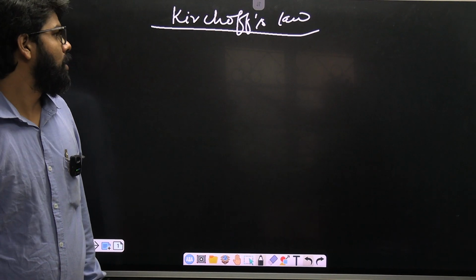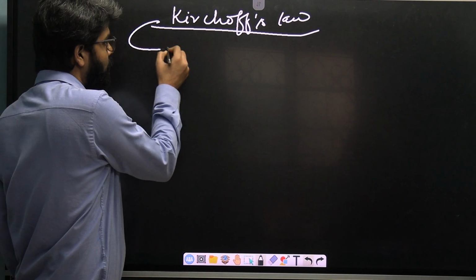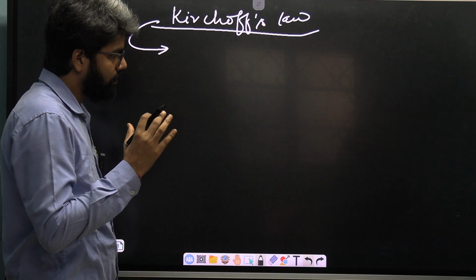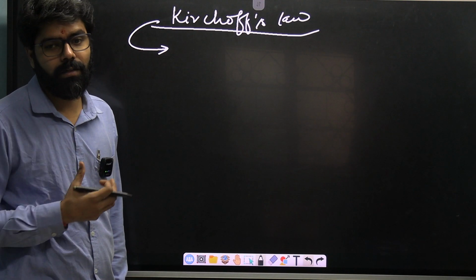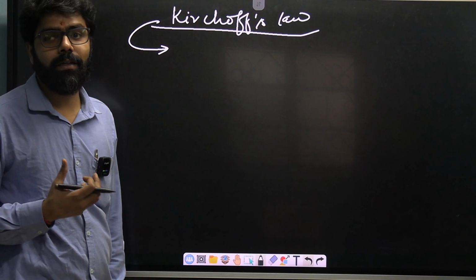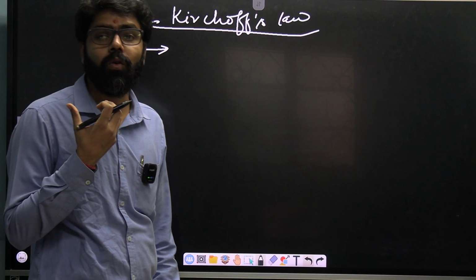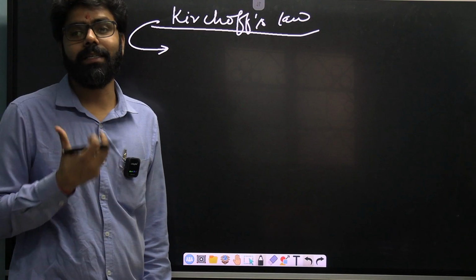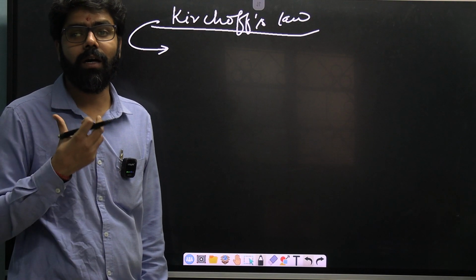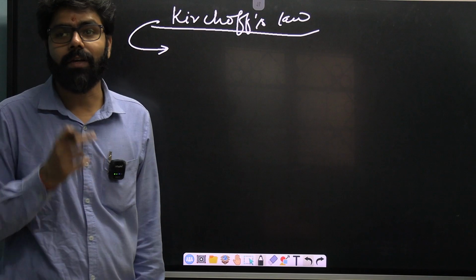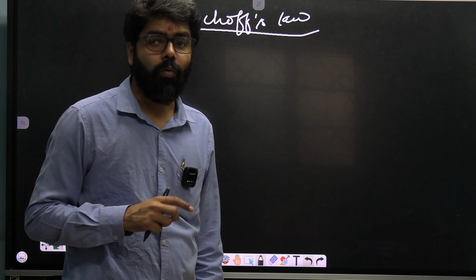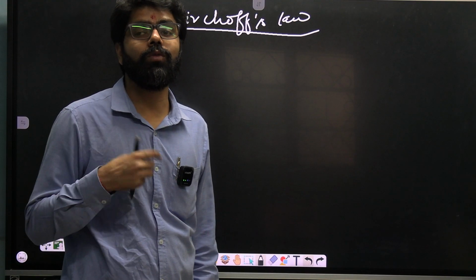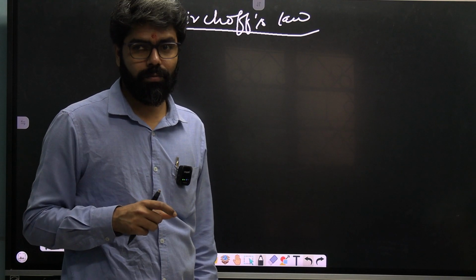Okay, so Kirchhoff's law. Why do we use Kirchhoff's law? Whenever you have a circuit or a branch of a circuit and we want to find an unknown current or the unknown voltage across a resistance within a circuit or the branch of the circuit, then we can use Kirchhoff's law. First thing. Second one, what is Kirchhoff's law and how do we use this? This is the most important thing that we should know.